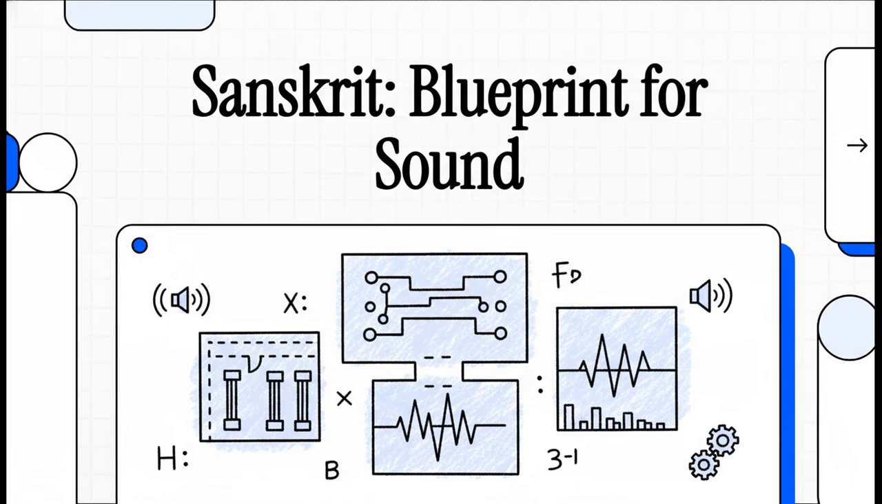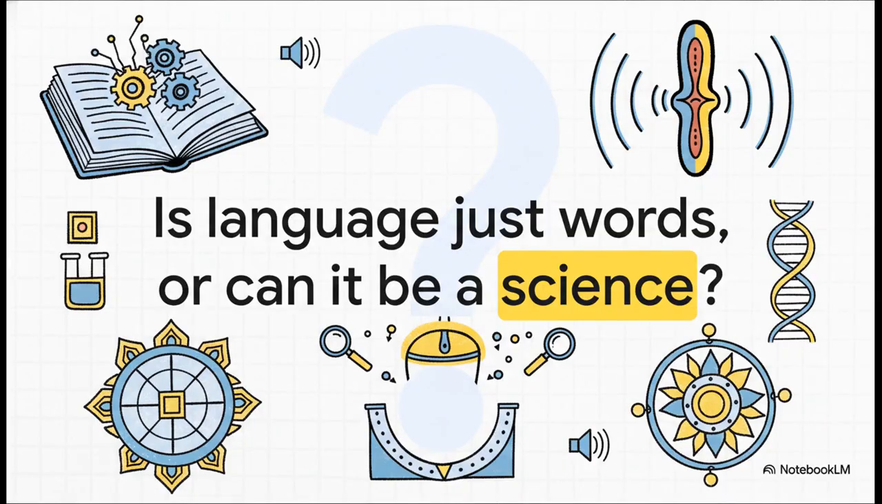Today we're going to look at Sanskrit a little differently. Not just as some ancient language, but what if it's a science? Like an actual architect's blueprint for sound itself. And that really begs the question, right? Is language just a jumble of words and grammar rules we all agree on? Or can it be something more, something engineered? Well, we're about to find out by looking deep inside the very structure of Sanskrit.